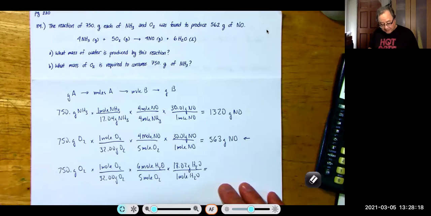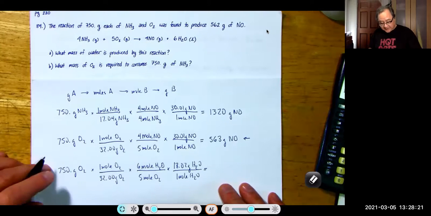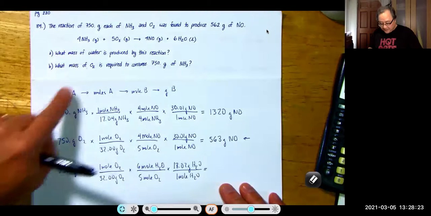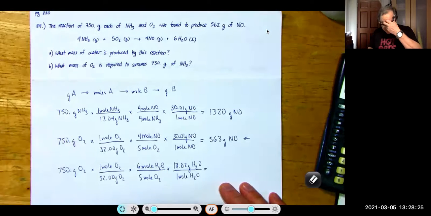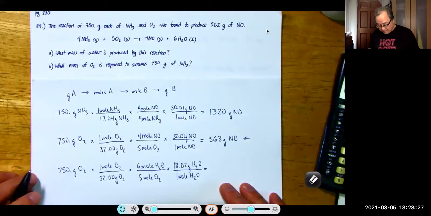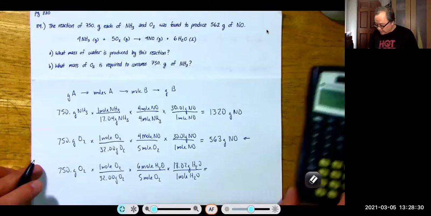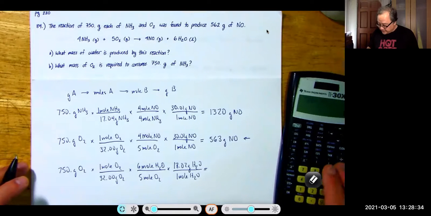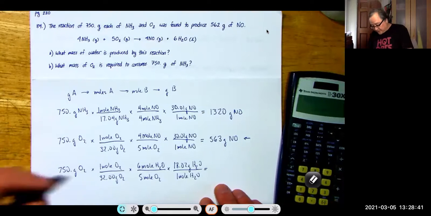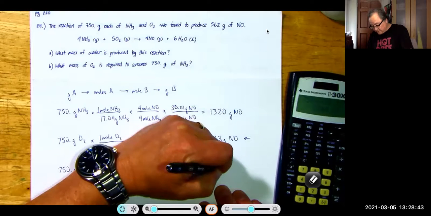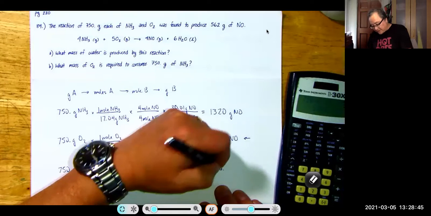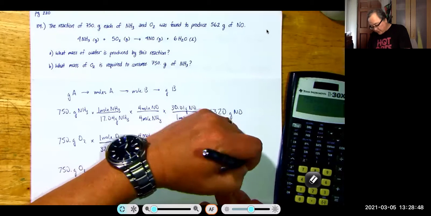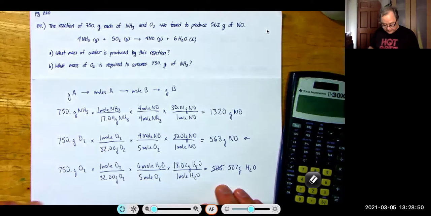Another way to do this, however, is I could have done this, that since I know that, well, actually, I can't do it that way. So I'm going to go ahead and multiply 750 times 6 times 18.02 divided by 32 and divided by 5. And I get 506 or 507 grams of H2O. Okay.